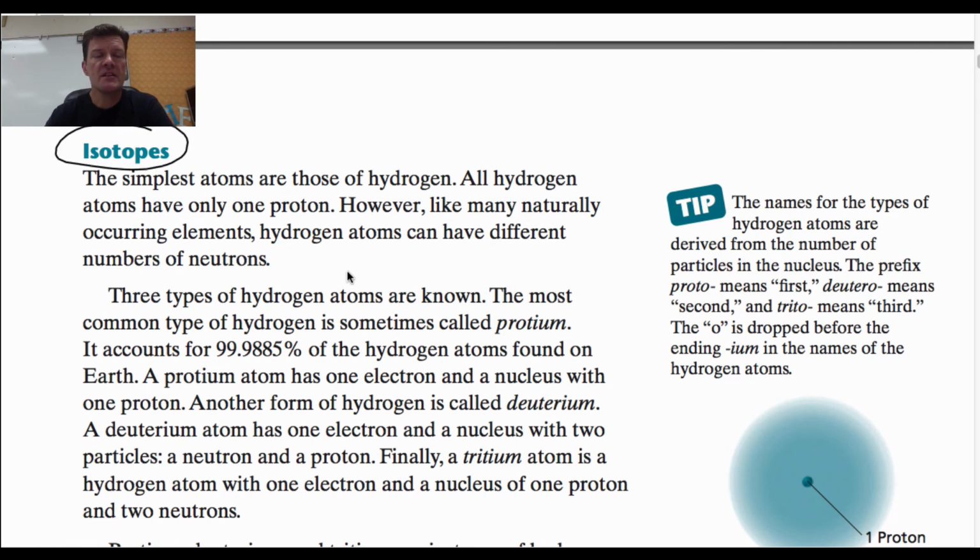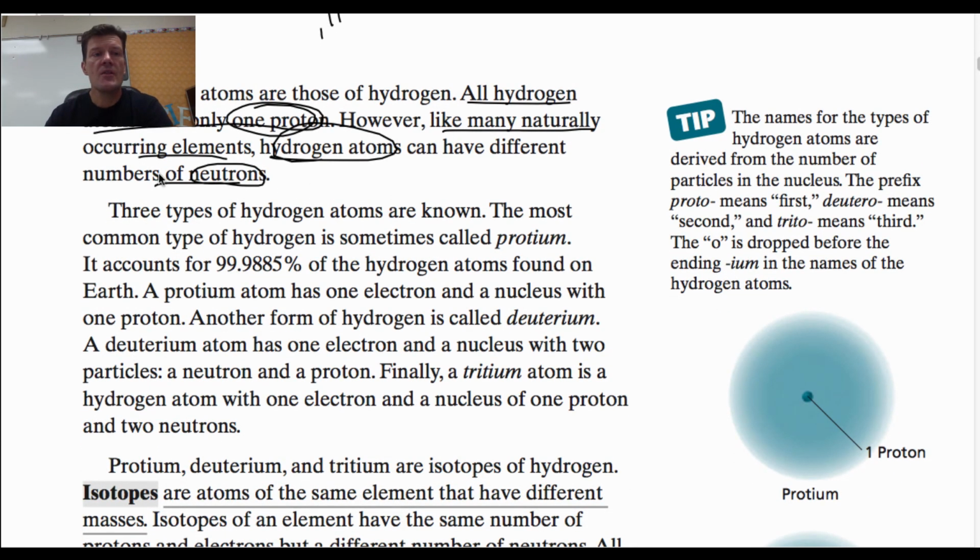I told you that the number of neutrons can change. If the number of neutrons of an element's atom changes, you create what are called isotopes. So for example, let's use hydrogen. Hydrogen has 1 proton. All hydrogen atoms have only 1 proton. But the number of neutrons might change. Okay? So, like many naturally occurring elements, hydrogen atoms can have different numbers of neutrons, not protons.